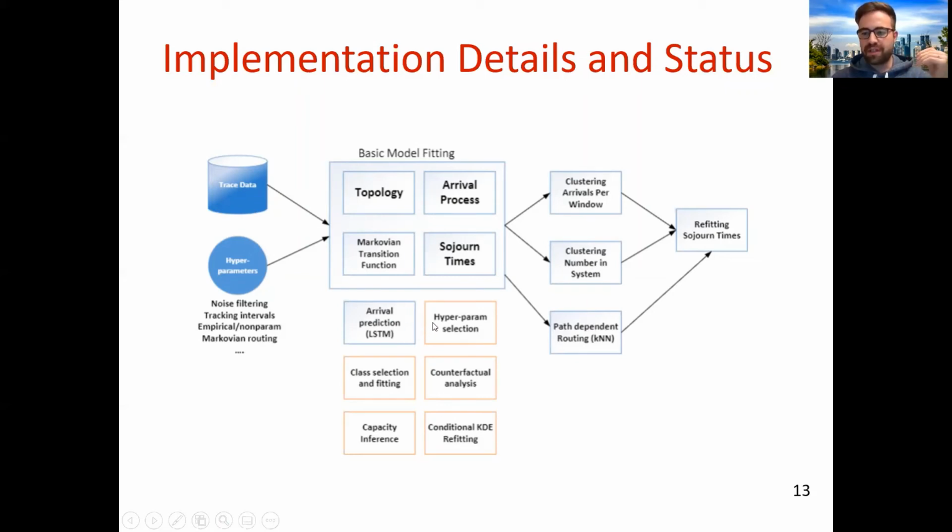We have additional components that we did not fully implement yet, a multi-class alternative that takes into account the fact that patients come with different triage scores, a capacity inference engine that tries to infer the number of resources, a hyperparameter selection module, a counterfactual analysis module that is based on machine learning, and so on and so forth.